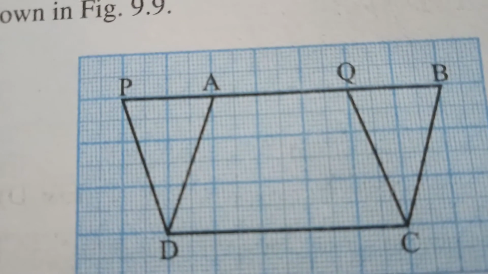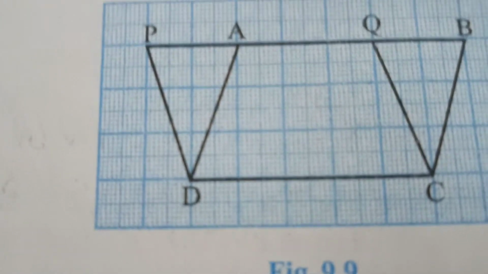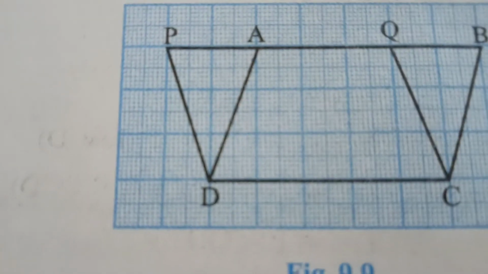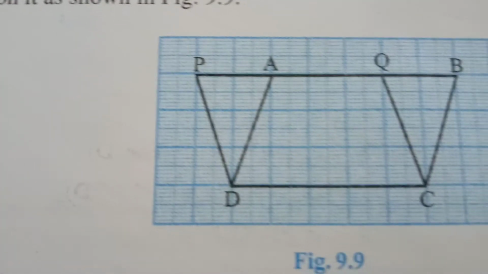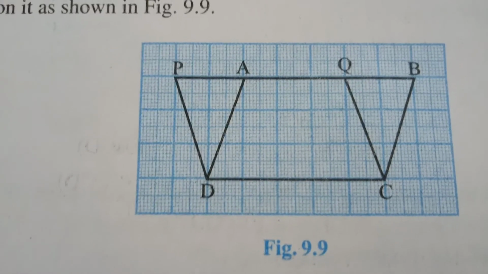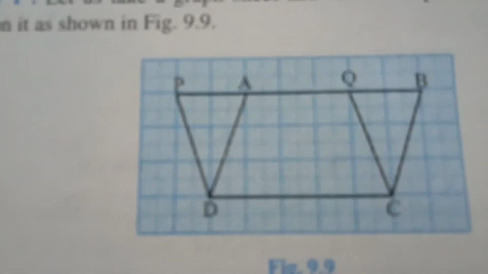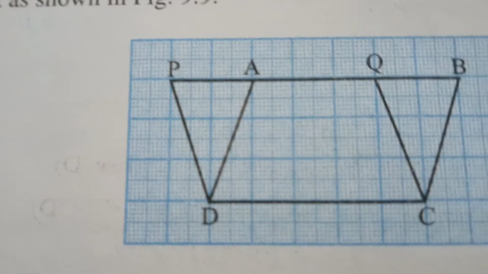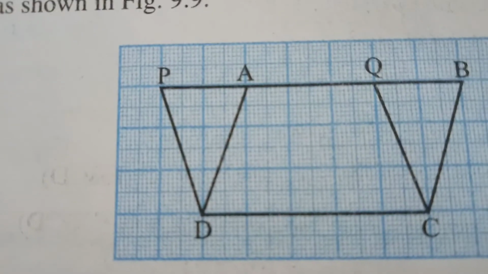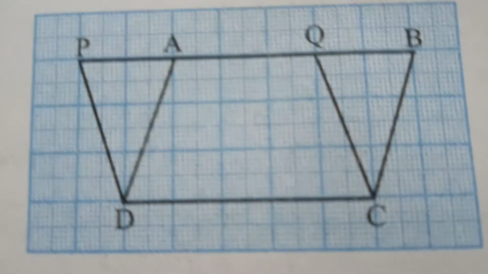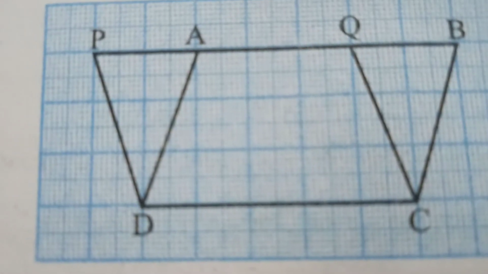Now count the area. How do you measure this area? By counting the square boxes. You see in the triangles, we are finding even triangles also. Triangle APD and triangle BQC. Exactly, if you count those square boxes, they both are equal.